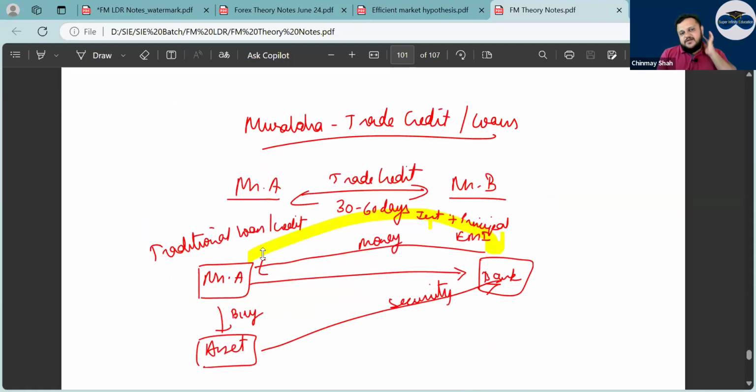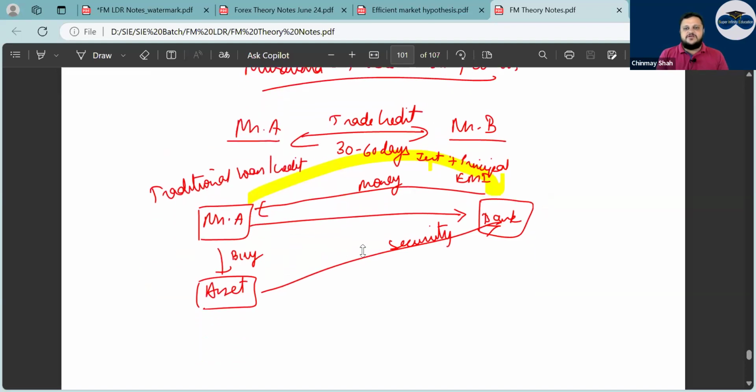Then you have Murabaha trade credit, correct? Two things. One is trade limit or trade credit of 30-60 days, correct? And the loan system. What is a traditional loan? Tell me. Mr. A buys an asset, the bank gives a loan, correct? And the asset is owned by Mr. A, and then Mr. A pays EMI every year.